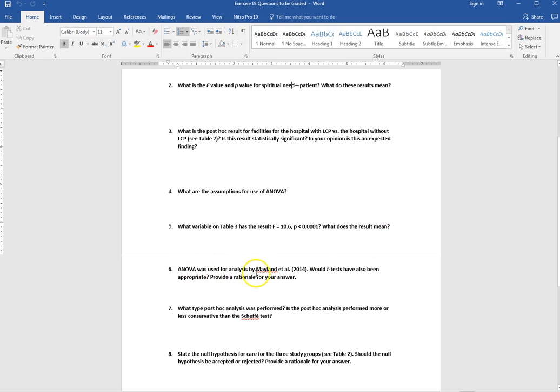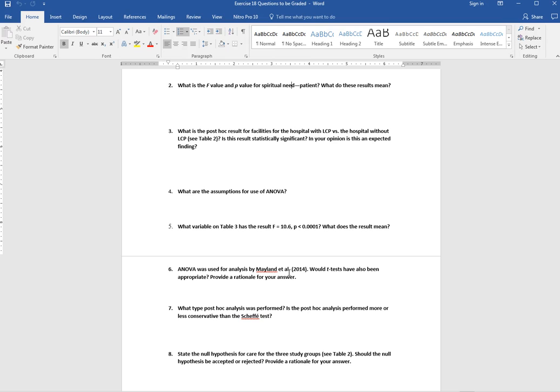ANOVA was used for analysis by Mayland et al. Would t-test have also been appropriate? Provide a rationale. So this question wants you to explain what's the difference between ANOVA and t-test. So when would you use an ANOVA instead of a t-test? So look at the characteristics of the data that they had here.